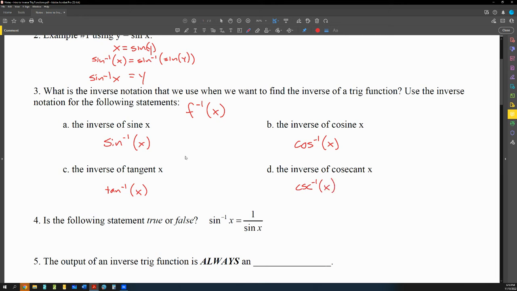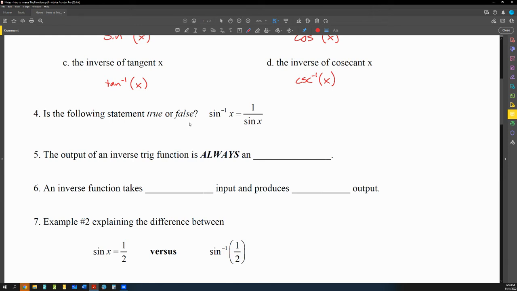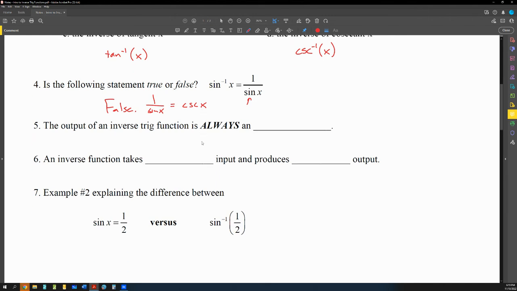Okay? So one thing to note here, is this statement true or false? The inverse sine of x is equal to 1 over the sine of x. You can pause the video, think about it for yourself, and then unpause when you're ready. The answer to this is false. Okay, we already know what the 1 over the sine is. 1 over the sine of x is equal to our reciprocal function, the cosecant of x. The cosecant of x is not equal to the inverse sine of x. These reciprocal functions are different than the inverse function, so be careful.